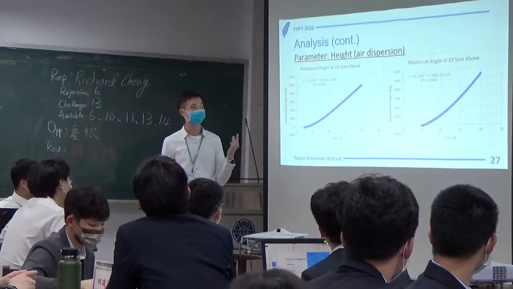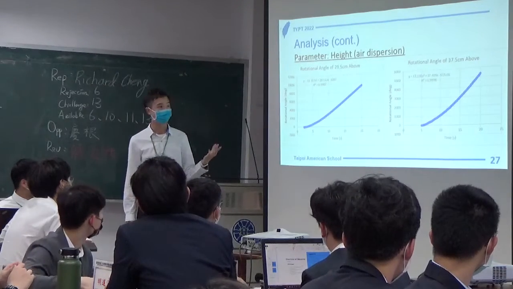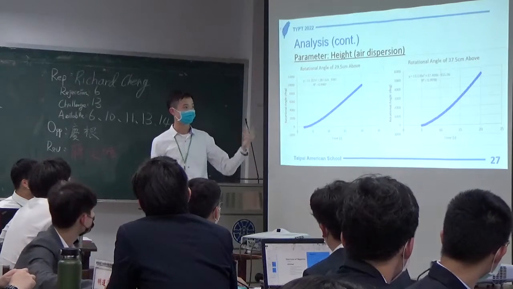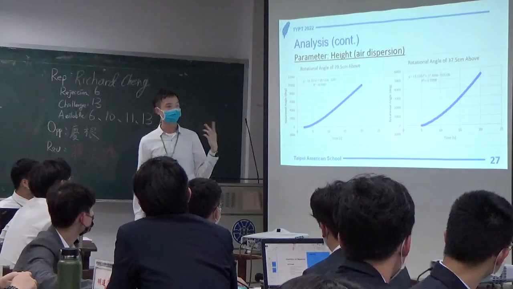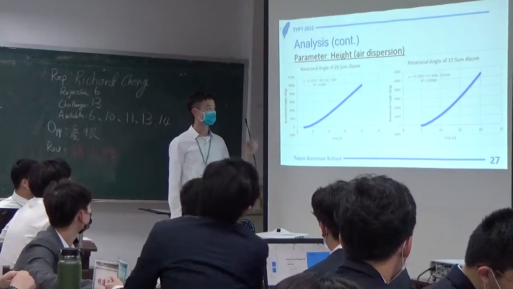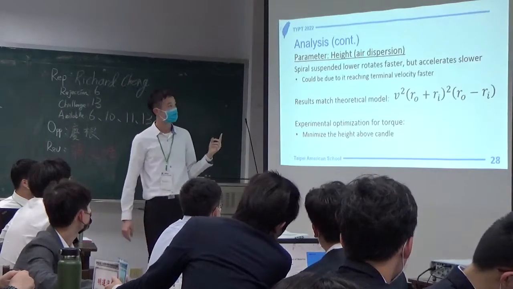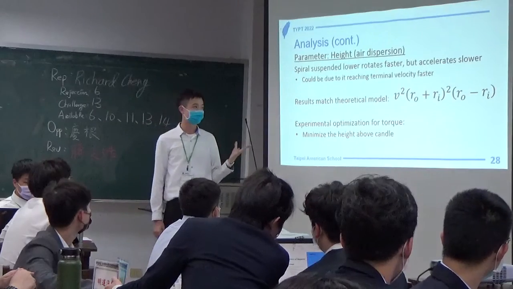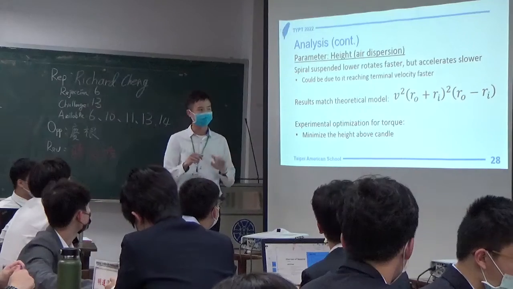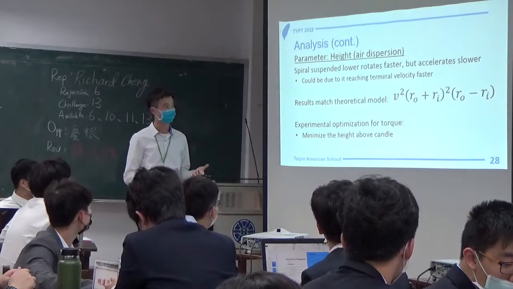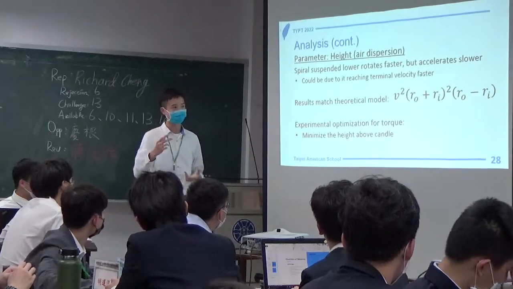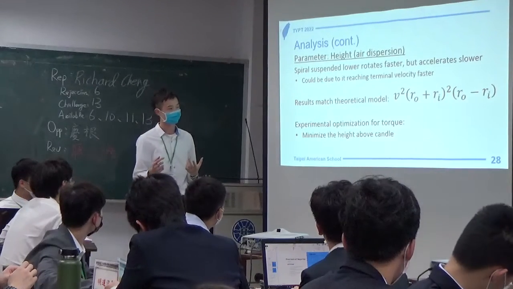I also compared different heights. I have one spiral located 37.5 cm above the flame, and one spiral located 29.5 cm above the flame. As you can see from the graphs, the spiral located lower spun faster, but it also accelerated slower. We think that this could be due to the lower spiral reaching terminal velocity faster, while the spiral located higher above the flame has not reached terminal velocity yet.